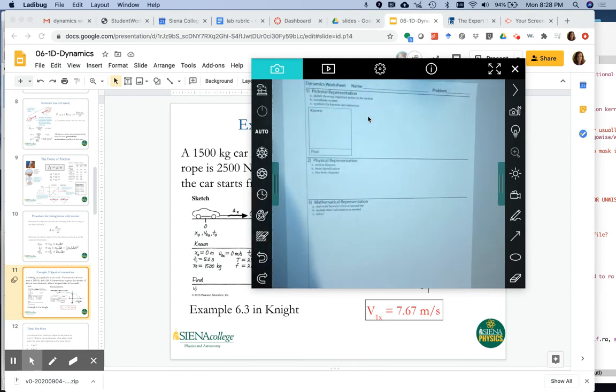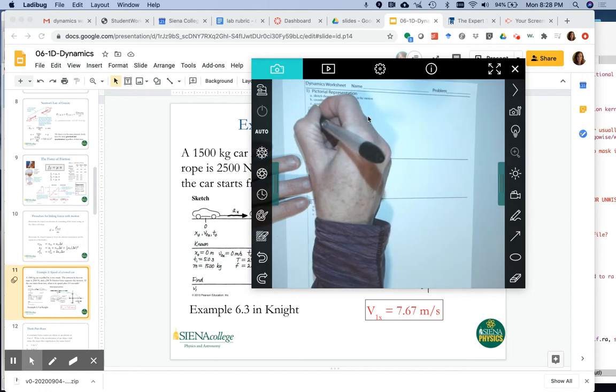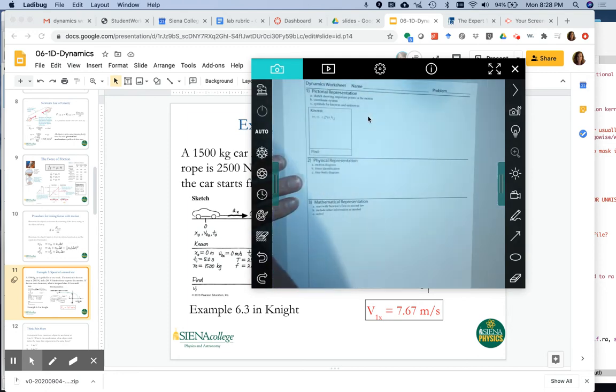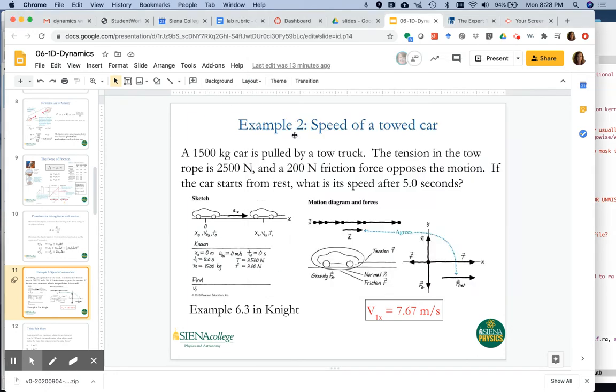All right, so we have, given the mass of the car is 1,500 kilograms. We are told the tension in the rope is 2,500 newtons. We're told that the force of friction is 200 newtons, and that our initial velocity is 0, and time is 5 seconds, and we want to find the speed, let's say at 5 seconds.